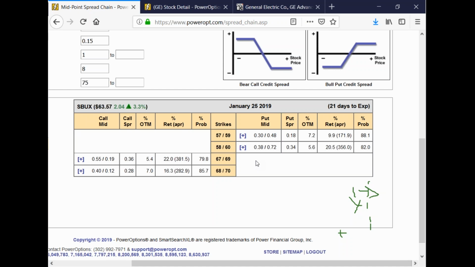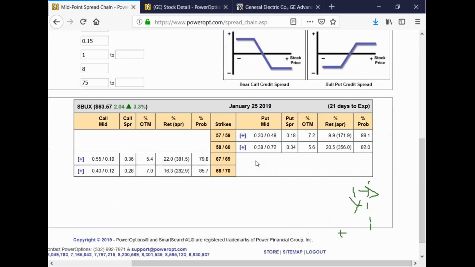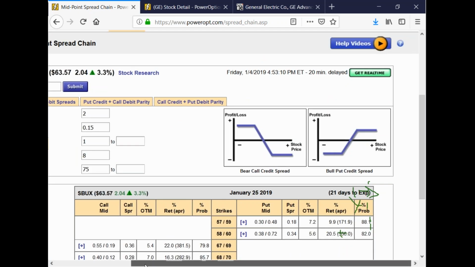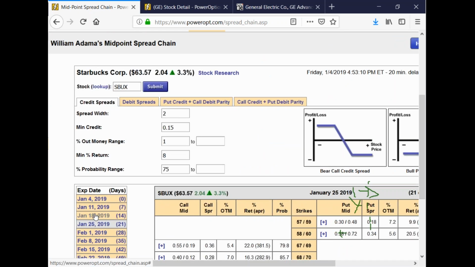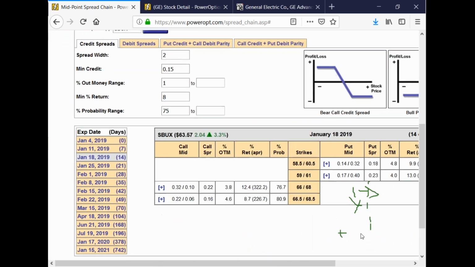Here's a good one if I get midpoint. With the stock trading at 63.57, the January standard, oh no, that's January 25th. That's why it looks so good. I want January 18th, standard expiration. Still going to get a good trade though.